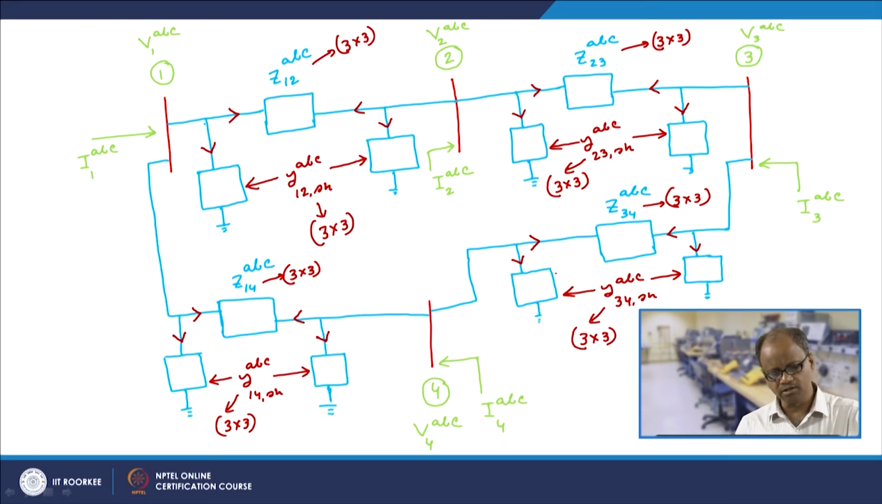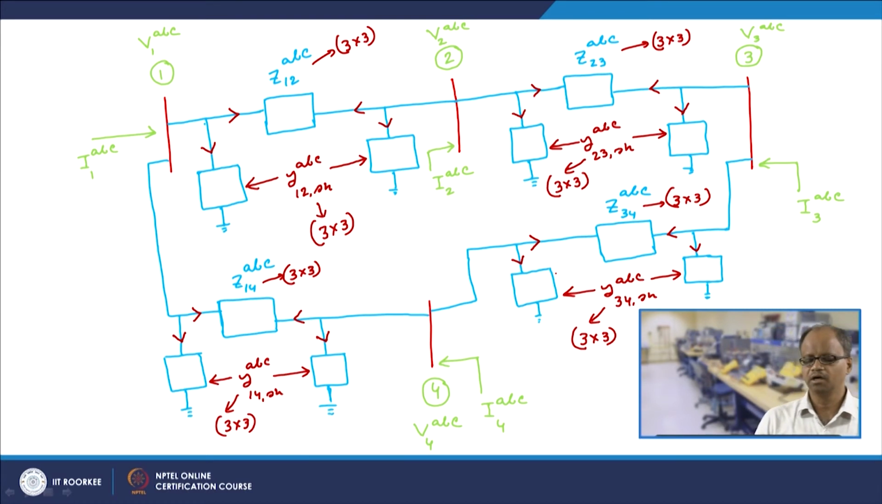Please note that this I1 ABC is basically a 3-phase current. So this current is also a 3-phase current, this current is also a 3-phase current, this is also a 3-phase current. So all these are essentially 3-phase currents.